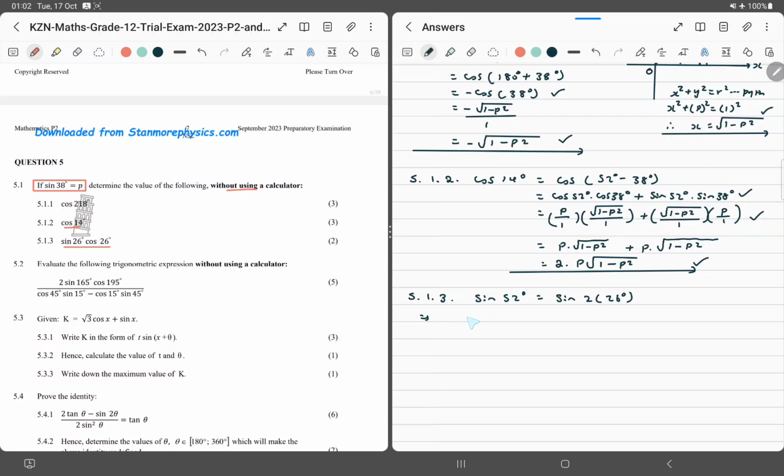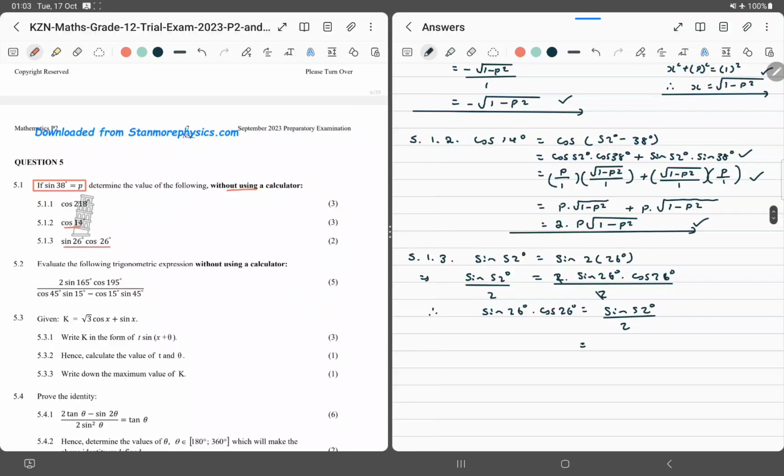Right. This implies that sine 52 degrees is equal to 2 times sine 26 degrees times cos 26 degrees. And now when we divide by 2 throughout, which is always a gymnastic of note, we can say therefore sine 26 degrees times cos 26 degrees is basically sine 52 degrees divided by 2.